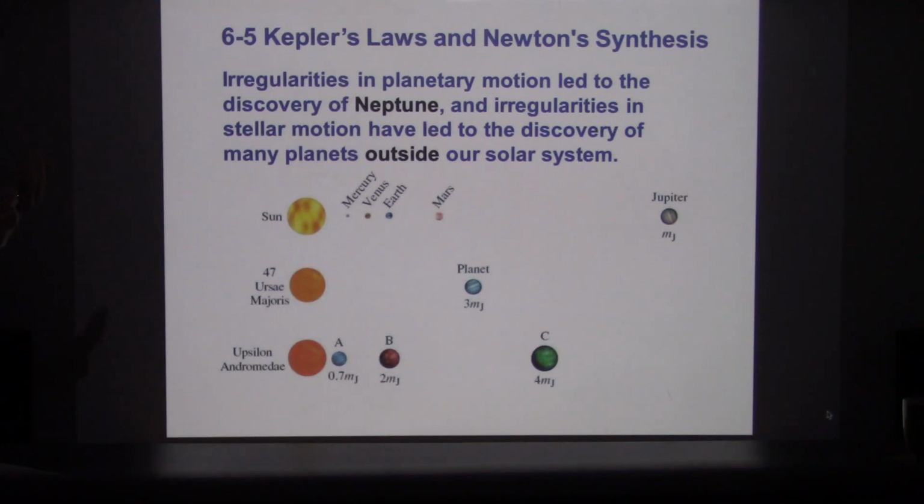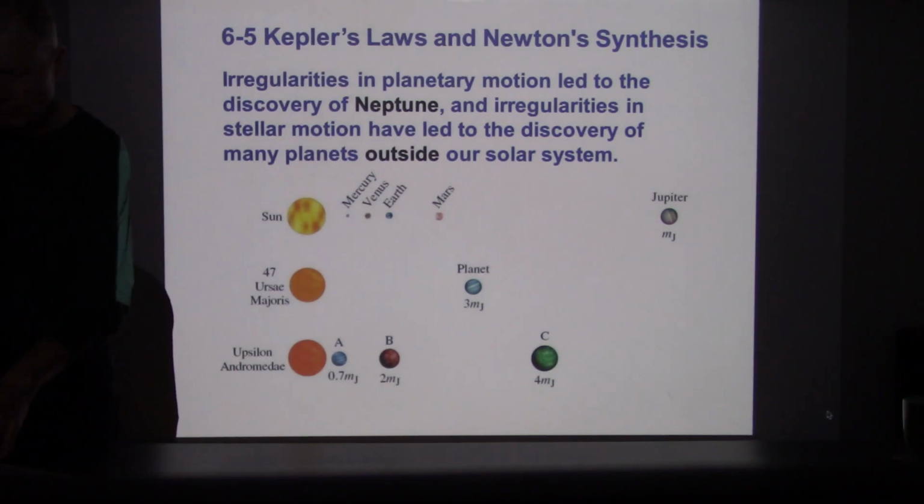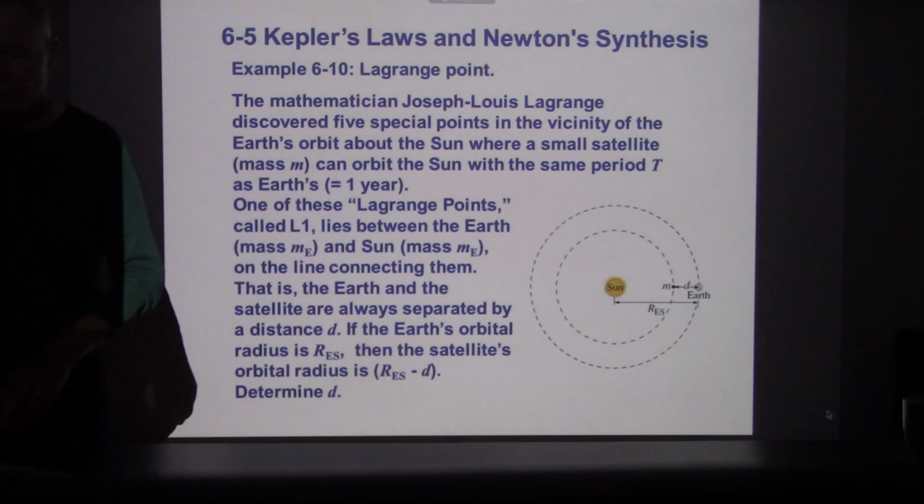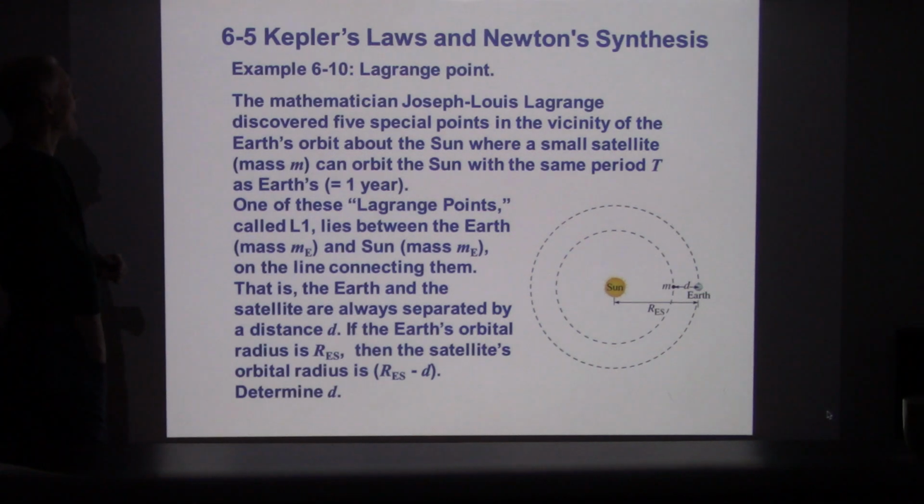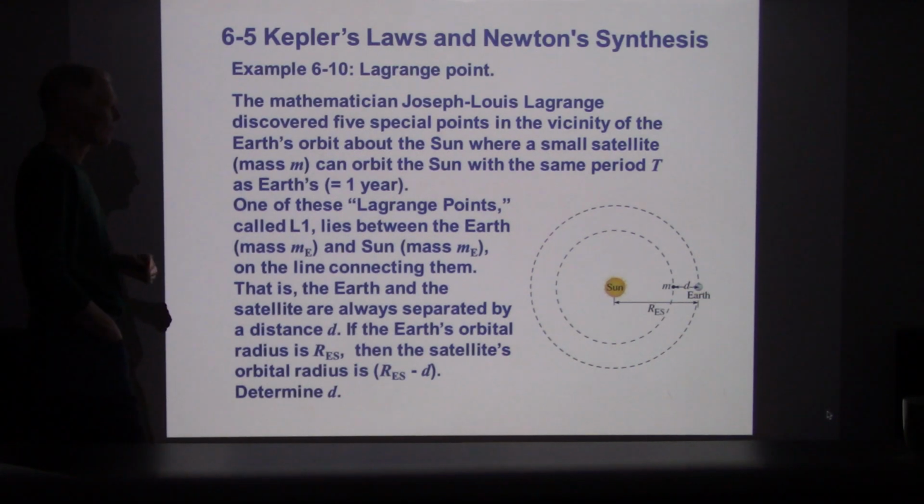Planets that have that much mass and are very close to the star create more of a wobble, and that can be observed. So interesting, we really have discovered planets orbiting other stars. We have hundreds of these listed now. Here's kind of an interesting example.